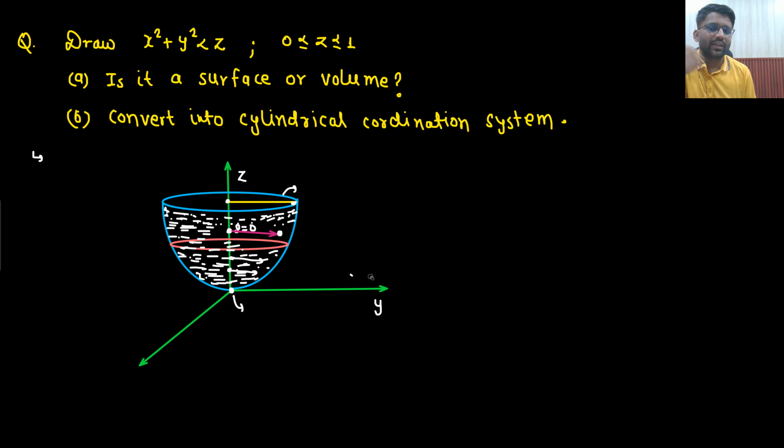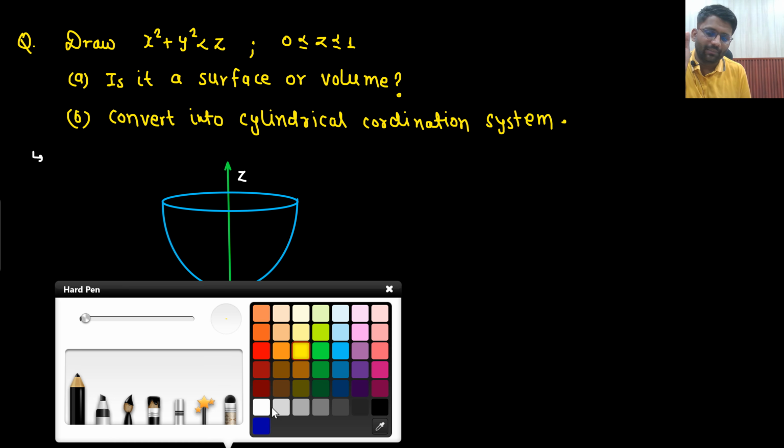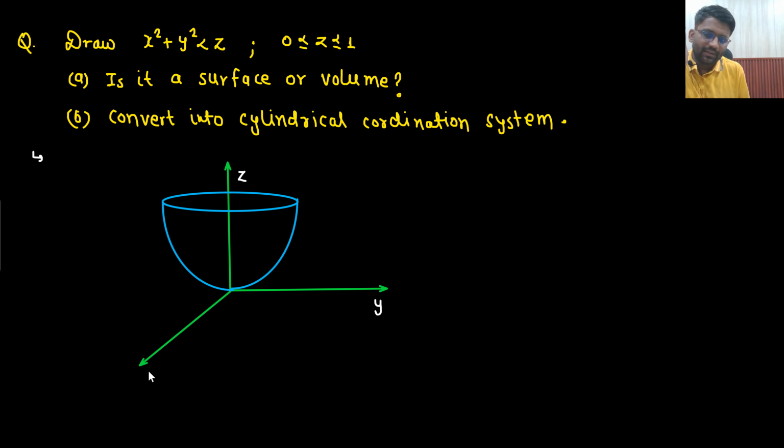Sir, x square plus y square less than z, if I need to make it, first I will make the structure of x square plus y square equals z. So the structure of x square plus y square equals z would be somewhat like this. It is a 3D bowl kind of structure that I already know. And what will be this point? This point will be z equals 1. x equals 0, y equals 0, z equals 1.